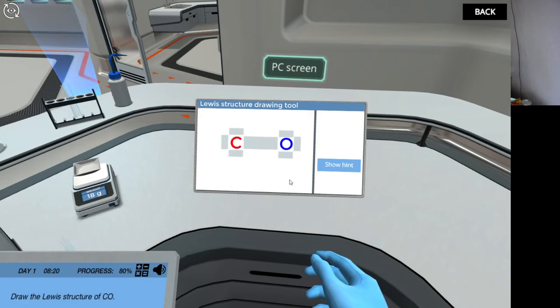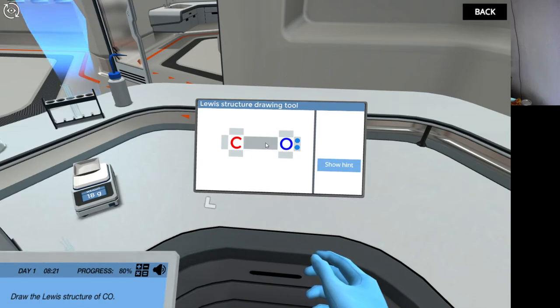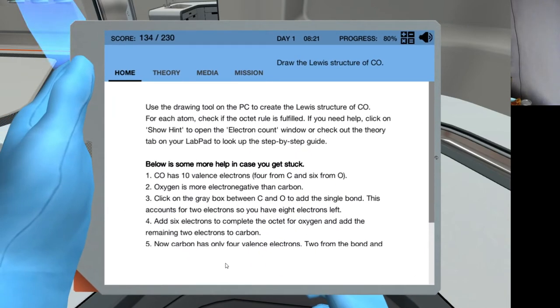Draw the Lewis structure of CO. Oxygen has 6, carbon has 4. But who wants to get to 8? Oxygen can have 2 and give. Well, if it's got 6, that's 4, 6. Carbon has 4. Or is it the other way around? Click on the lab pad for more information. Okay, it's 10.